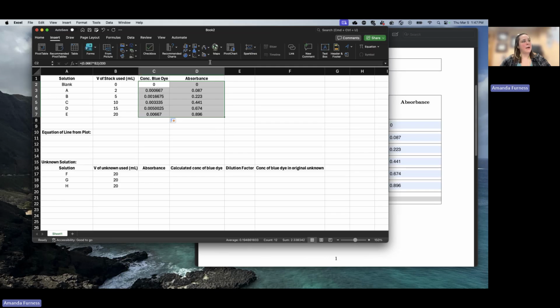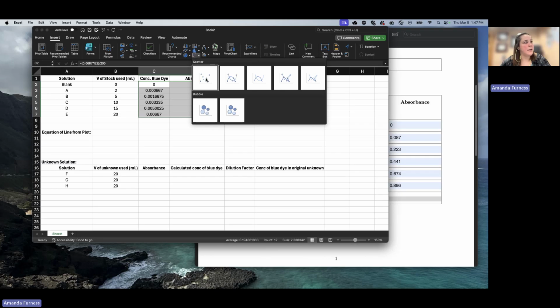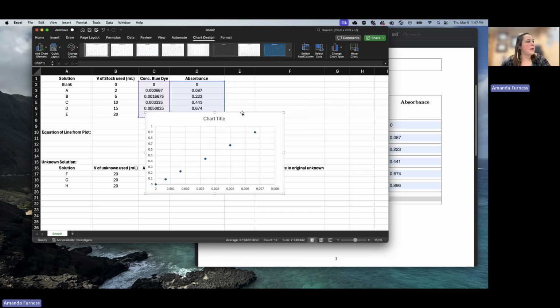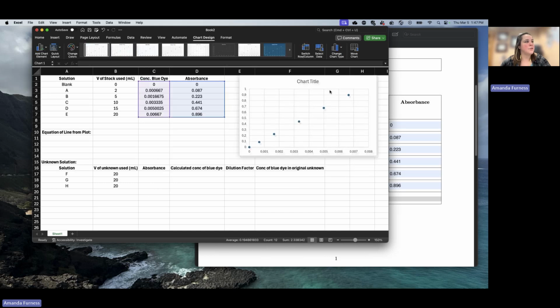All right, and on mine here, I'm looking at these different charts. And so this chart is a scatter plot. So I'm going to do scatter plot and then this one. I don't want the points connected because I'm wanting to create a best fit line. So I'll select the scatter plot and boom, there is my chart.